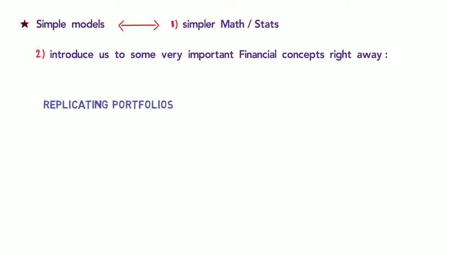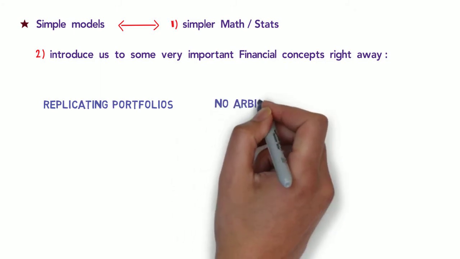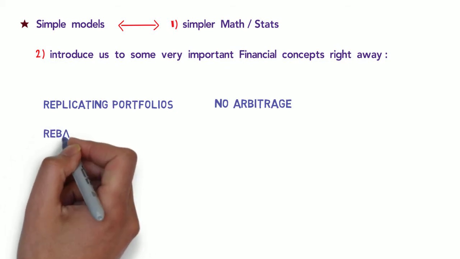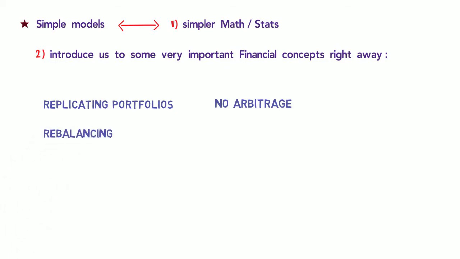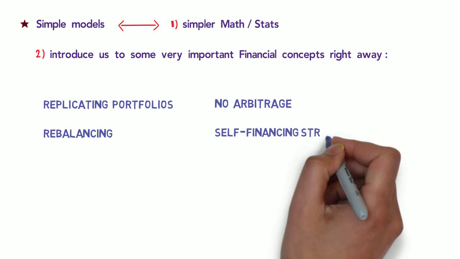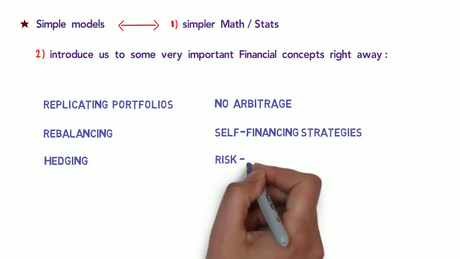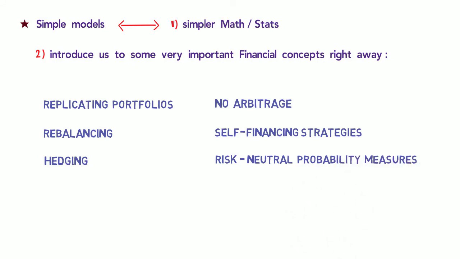And then we have the central concept of no arbitrage, which is an assumption that is close enough to reality for our purposes. Similarly, we'll be looking at such things as rebalancing the portfolios, what self-financing strategies are, and how to construct hedging portfolios. And as well, what risk neutral probability measures are and the very important role that they play in pricing the options.